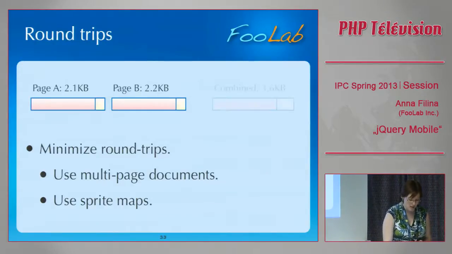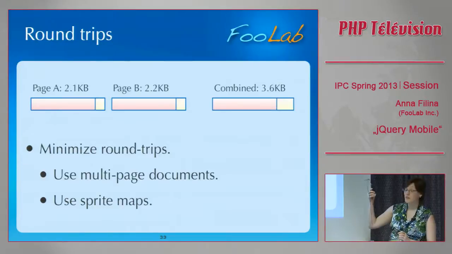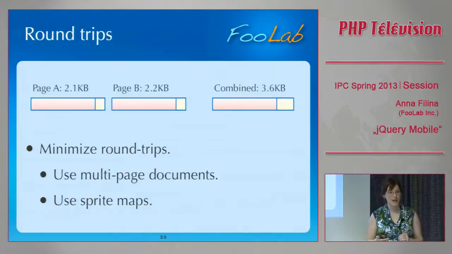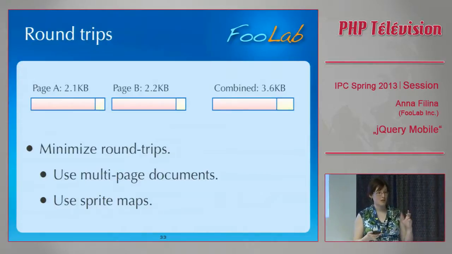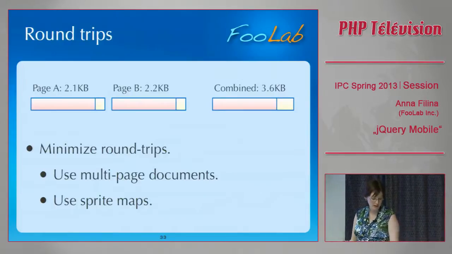And when you combine, what happens is that it's the same round trip, but the yellow parts are combined. And it's 3.6, which is less than the sum of the other two, because you also save on the overhead of everything that's outside of your body tag. So you really save heavily on that. So there's no more redundancy.